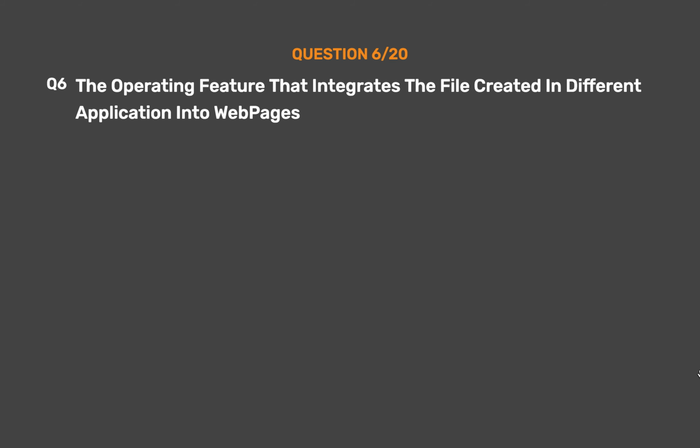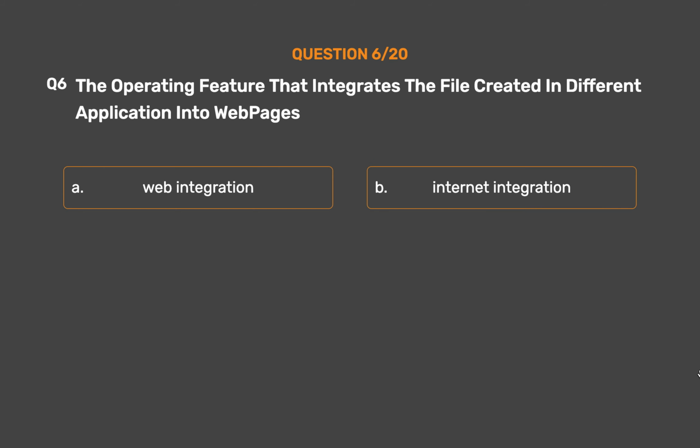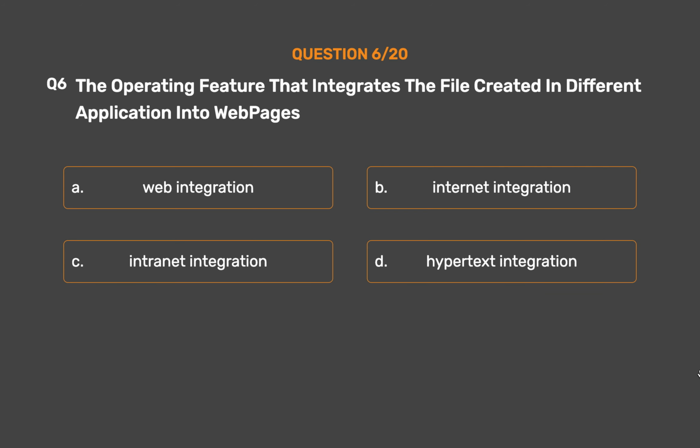Question number 6. The operating feature that integrates the file created in different application into web pages. Option A. Web integration. Option B. Internet integration. Option C. Intranet integration. Option D. Hypertext integration.